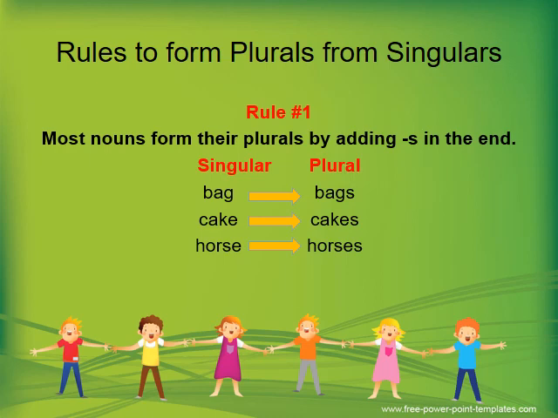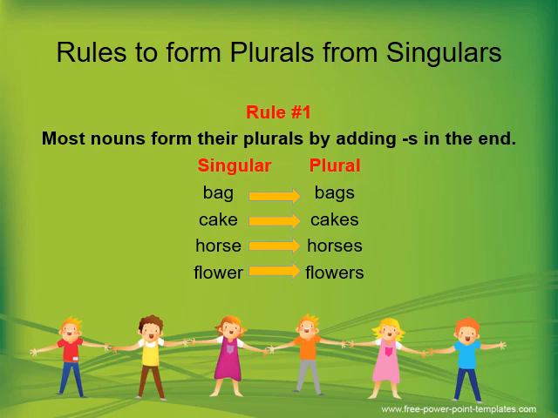Horse. Horse is a singular noun. So how will we form the plural of horse? By adding s in the end, and it will become horses, and horses is the plural form of the singular noun horse. Flower. Flower is the singular noun, and what is its plural form? Flowers. And how does it form? By adding s in the end.